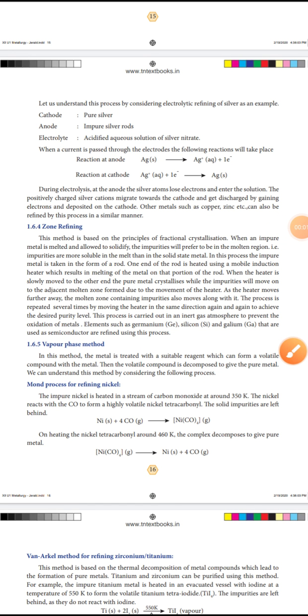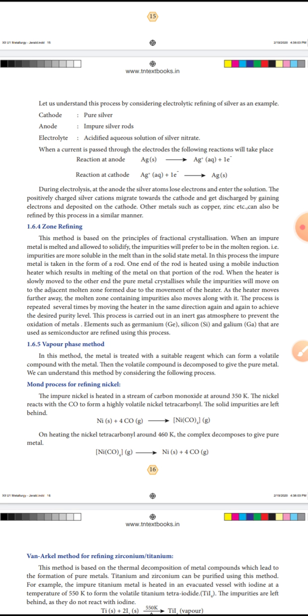Good afternoon, students. Today let us learn zone refining. The zone refining method is based on the principle of fractional crystallization. According to this, the impure metal is taken in the form of a rod. One end of the rod is heated using a mobile induction heater.